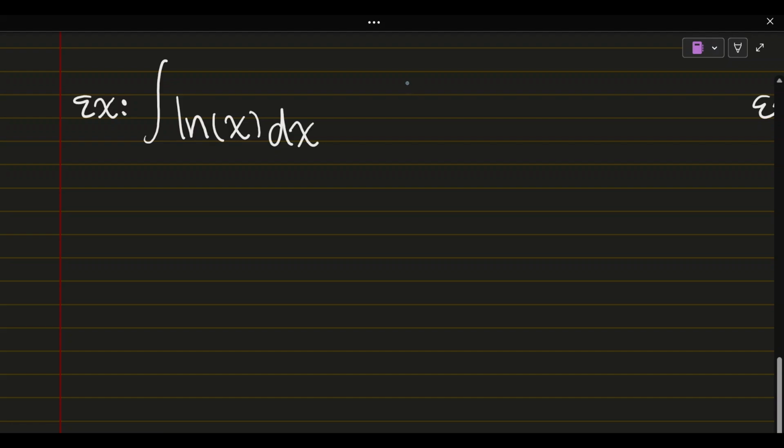Okay, this one's interesting because it doesn't look like a product. It doesn't look like x sine x or e to the x cosine x where there's an obvious product, but we can still apply the method of IBP to figure out what this integral is. So in ILATE, my logarithm comes before anything else other than inverse trig, and I don't have any inverse trig here, so I just pick my logarithm to be my u.